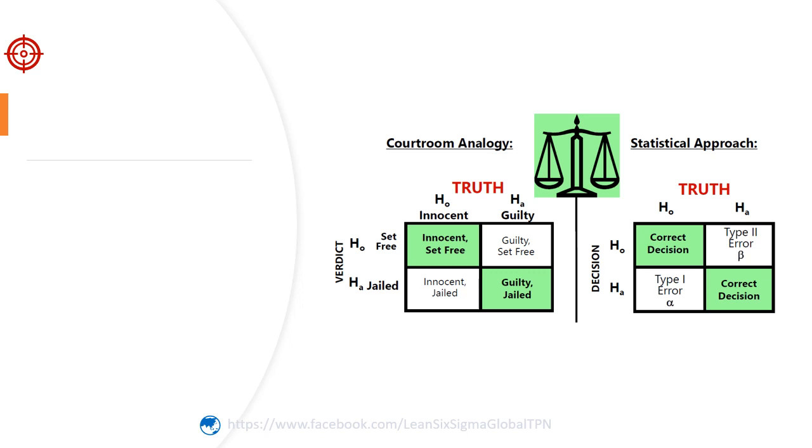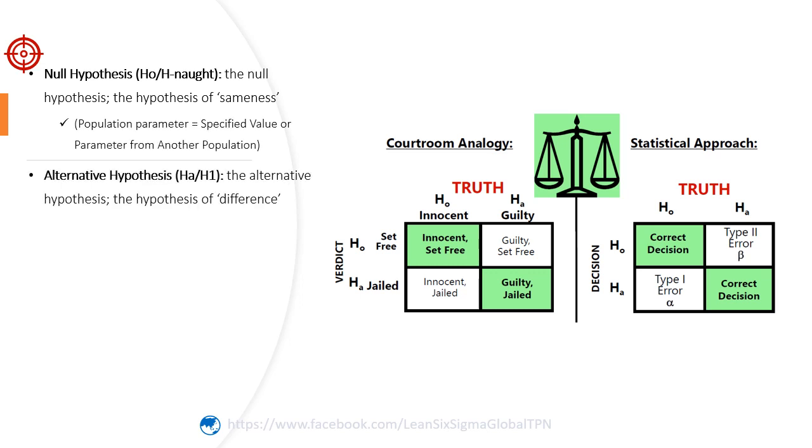In inferential statistics, we have two hypotheses, the null hypothesis and the alternative hypothesis. The null hypothesis is a hypothesis that usually states that a population parameter, such as the population mean, equals a specified value or a parameter from another population. The alternative hypothesis is the opposite of the null hypothesis, so it usually states that the population parameter does not equal a specified value or another parameter.